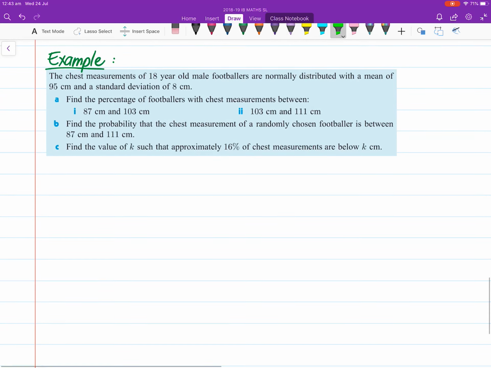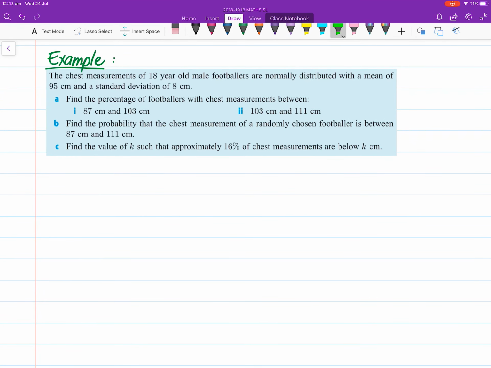Okay, let's have a go at an example. It says the chest measurements of 18-year-old male footballers are normally distributed with a mean of 95 centimeters and a standard deviation of 8 centimeters. So let's highlight some important information: the mean is 95 centimeters, standard deviation 8 centimeters. Question A says, find the percentage of footballers with chest measurements between 87 centimeters and 103 centimeters.